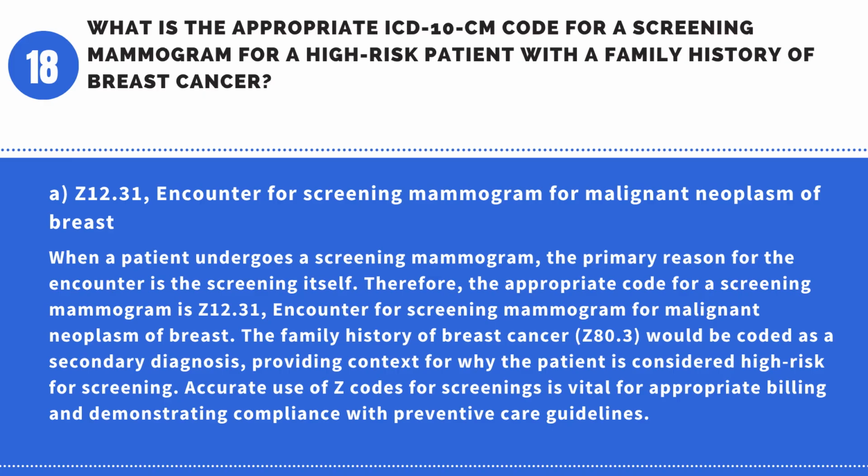The family history of breast cancer, Z80.3, would be coded as a secondary diagnosis, providing context for why the patient is considered high risk for screening. Accurate use of Z codes for screenings is vital for appropriate billing and demonstrating compliance with preventive care guidelines.